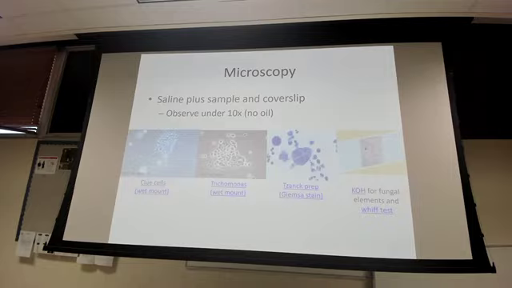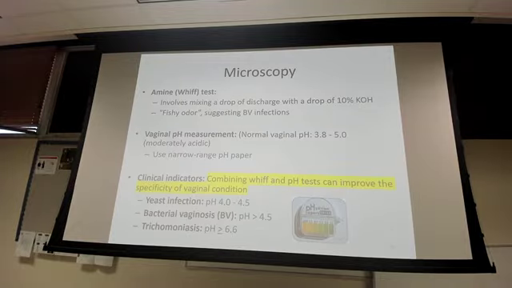All right, so saline plus a sample and a cover slip, right? So those clue cells, you see those clue cells in there with all that bacteria on there. You have those trichomonas, they'll move around and have that jerky motility. Then you have the zinc prep, which is used in a Giemsa stain. And then KOH for fungal or whip testing. Right?